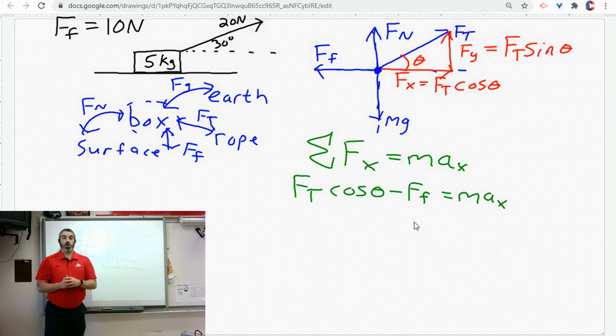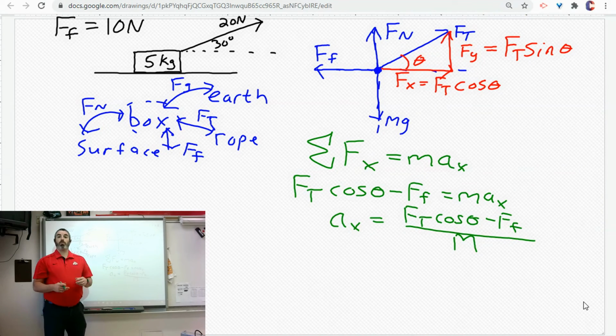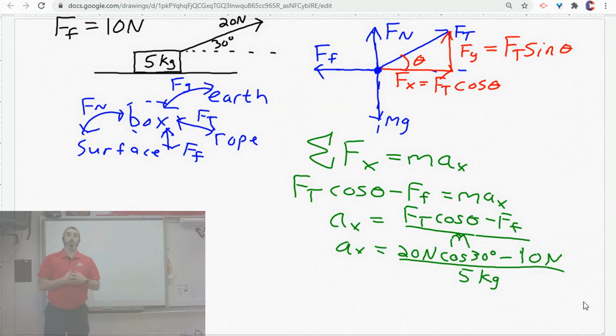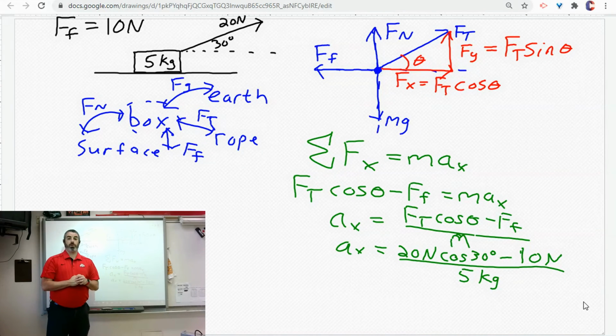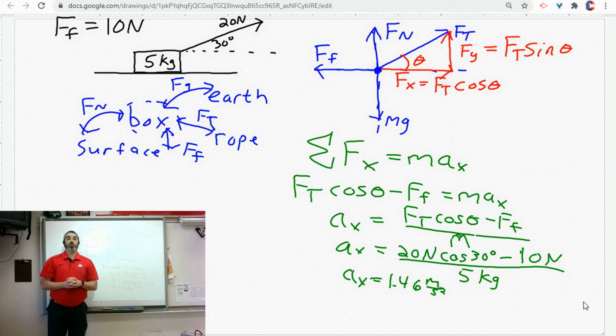So now we're ready to solve for the acceleration. I've divided each side by mass, and now we're ready to plug our numbers in. I have 20 newtons times the cosine of 30 minus the friction force of 10 newtons divided by the mass of 5 kilograms. And I get an acceleration of 1.46 meters per second squared.